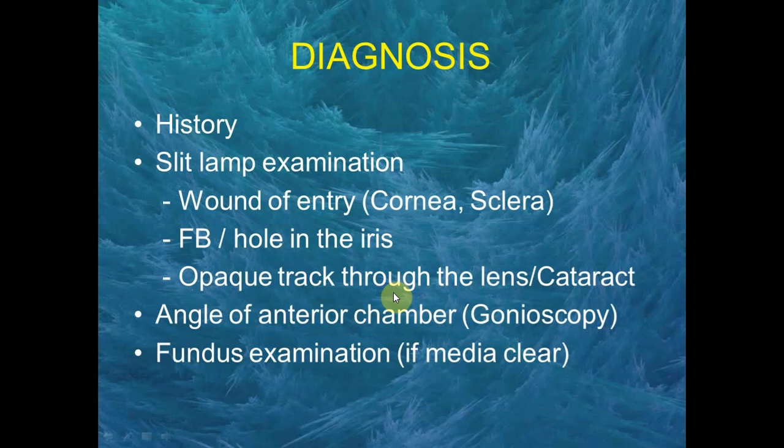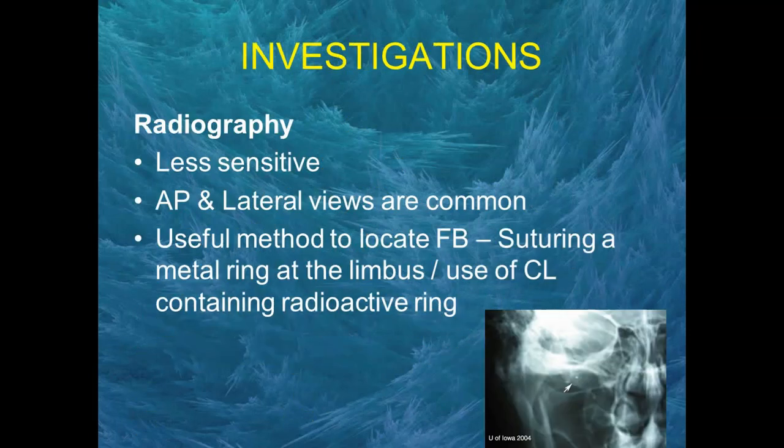If it has passed through the lens, then we'll see an opaque tract through the lens, or sometimes it can also cause cataract. The foreign bodies can also be lodged in the angle of the anterior chamber, so we can diagnose that with gonioscopy, which is a technique with which we can examine the angle of the anterior chamber. It's also important to do a dilated fundus examination, because the foreign body can enter posteriorly also and cause a severe amount of damage. So these are the various techniques we can use to diagnose an intraocular foreign body.